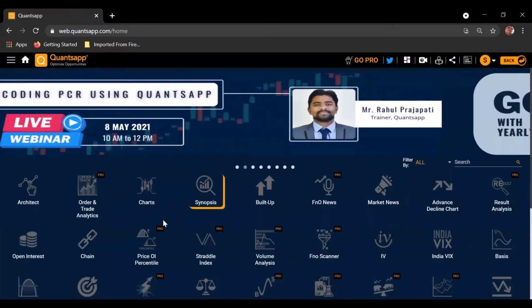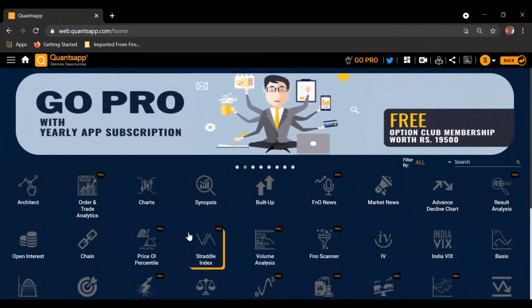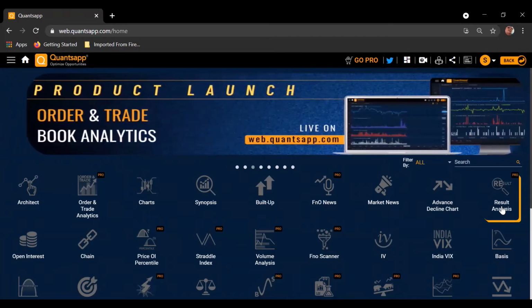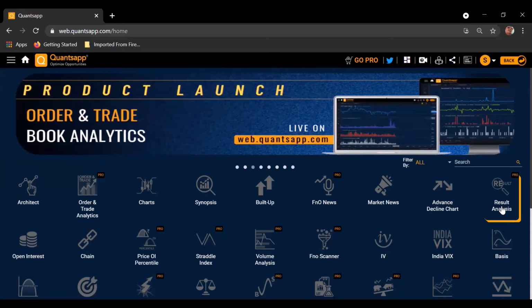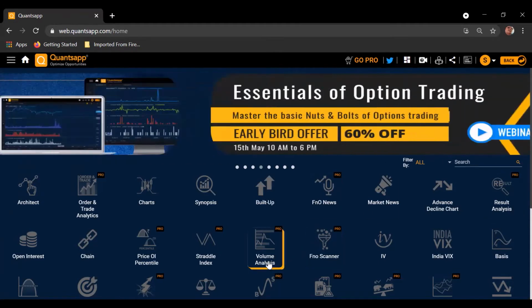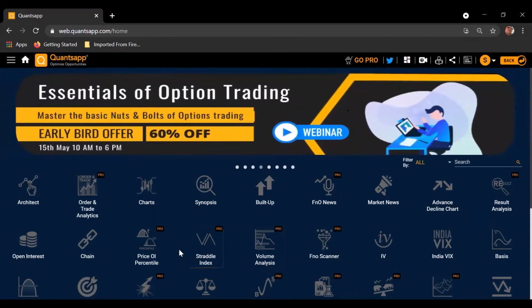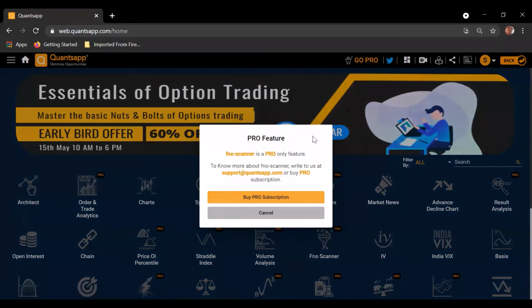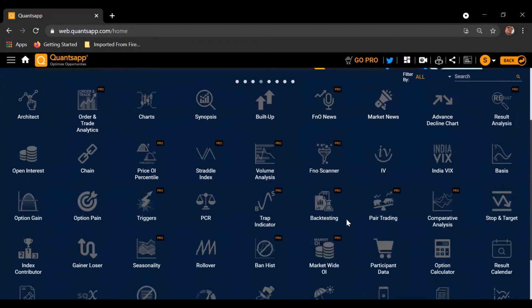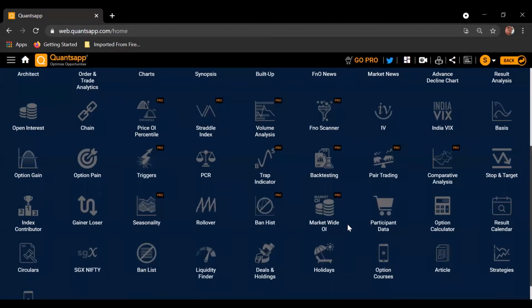Go to home, and you can see that there are a lot of things available here. There's something called the result analysis, which will show you how the results have been, and how the stock price has changed based on results for the last few quarters, for each different FNO share, and other shares as well. You have volume analysis. You have an FNO scanner, which is only available on the pro version. You have a lot of things that are amazing. I haven't gone through all of these, just so you know.